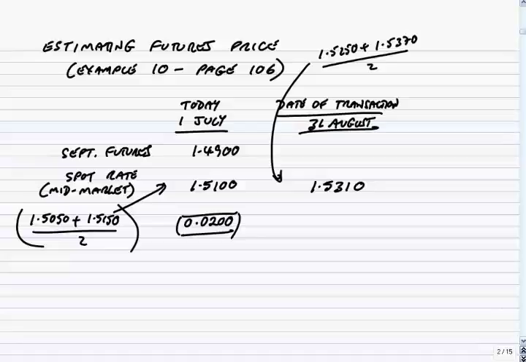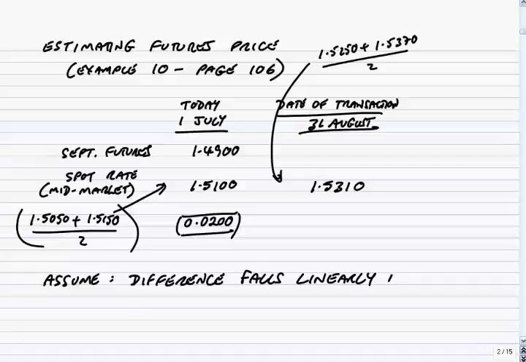So we know the spot, but our problem is we want to estimate what the futures price is going to be. Well, we make one assumption. We assume that the difference between them, which remember at the moment is 0.02, falls linearly to 0 over the life of the future.